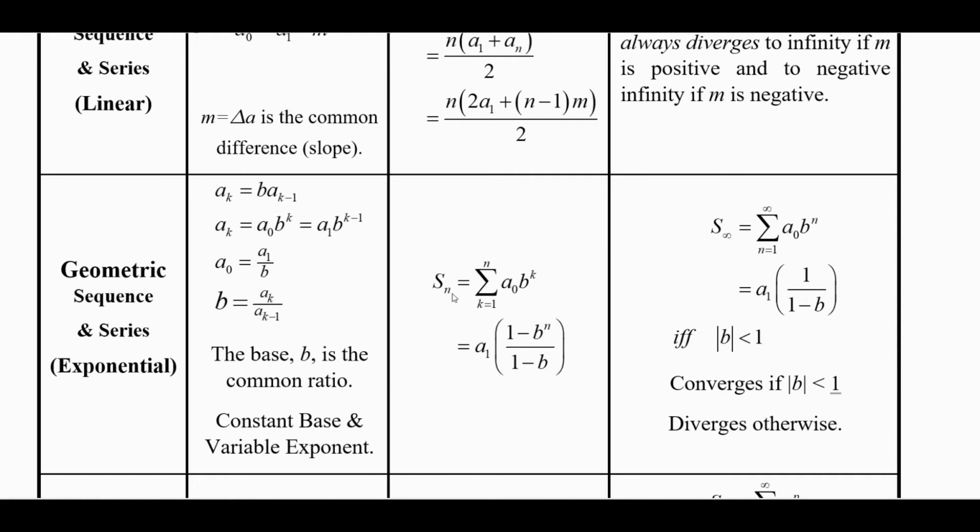So the sum of the first n terms, the sum from k equals 1 to n of a sub 0 b to the k, is a1 times (1 minus b to the n) over (1 minus b). The sum of infinitely many terms: b to the n goes to 0, so it's 1 over (1 minus b) times a1 if the absolute value of b is less than 1. So it converges if the absolute value of b is less than 1, but it's going to diverge otherwise.